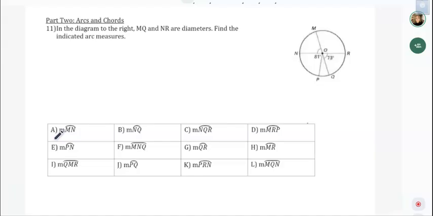In the diagram to the right, MQ and NR are diameters. So let's think about it: a diameter splits a circle into halves. So how many degrees is it from M to Q? If you split a circle into half, it is 180. And over here, I know that this is 82. So how big is MOR?